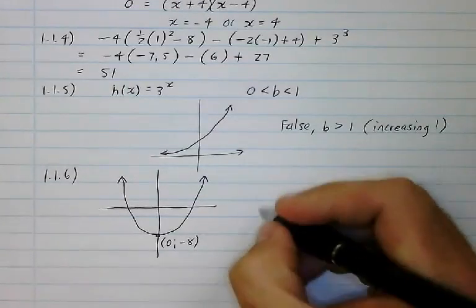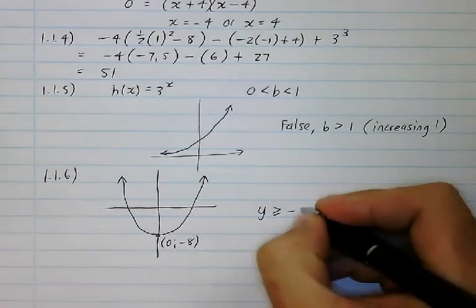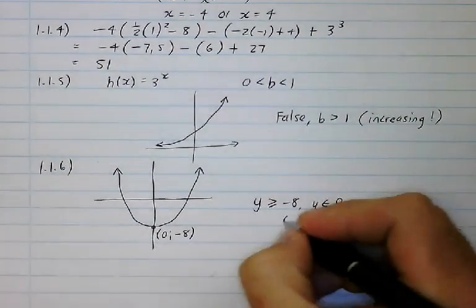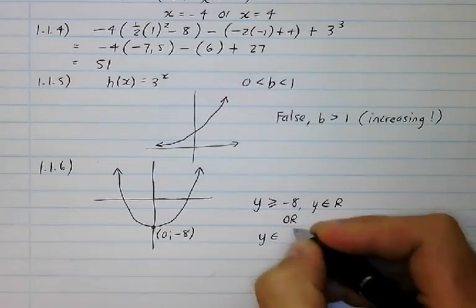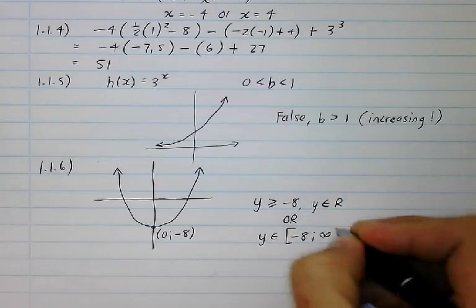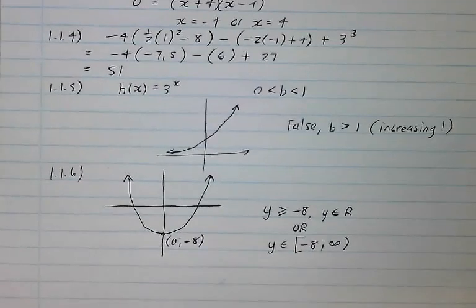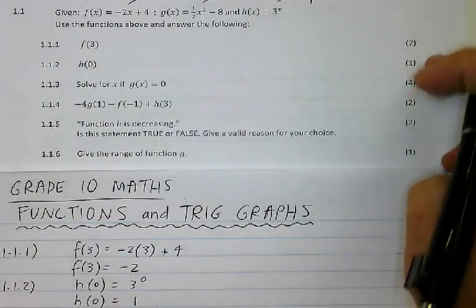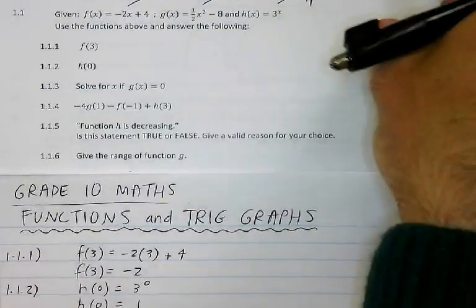So our range in this case would be y values that are bigger than or equal to -8, and y is an element of the real numbers. Another way of presenting your answer would be to say that y is an element of [-8; ∞). Happy? So there are your opening 3, 4, 5, 9, 12 marks of your question 1, and hopefully you've got off to a good start in this test paper.